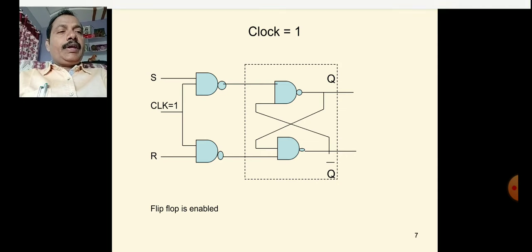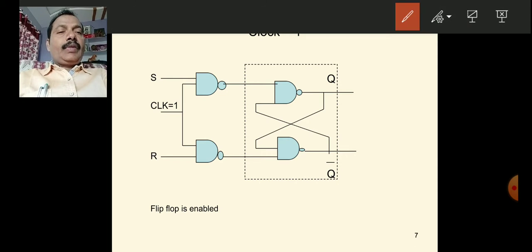So let us now take when the clock is 1 and S is 0, R is 1. Let us consider this is the first case. 0 1. S is 0, R is 1. Then 0 1 means output is 1. Here 1 1 means output is 0.